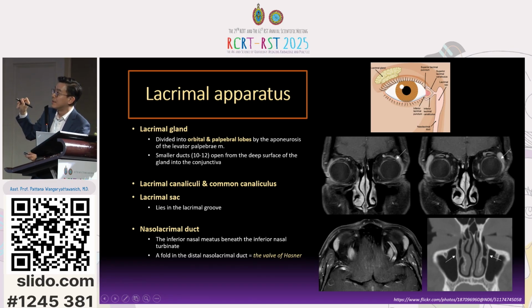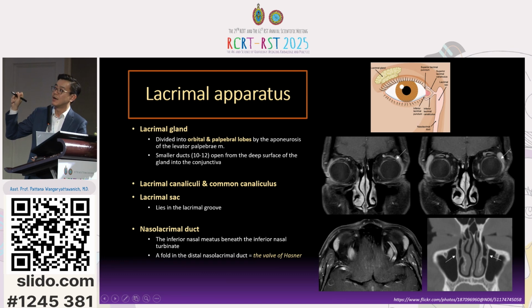If you get a good quality MRI of the orbit and look at the coronal plane, you will see on this cut the levator palpebrae located right there, and just below it the superior rectus muscle. The levator palpebrae has an aponeurosis that extends into the area of the lacrimal gland. If you look at the lacrimal gland very carefully, you will see a thin linear filling defect inside the gland. That is the structure that divides the lacrimal gland into the orbital lobe and palpebral lobe.